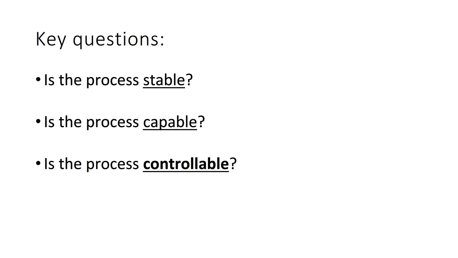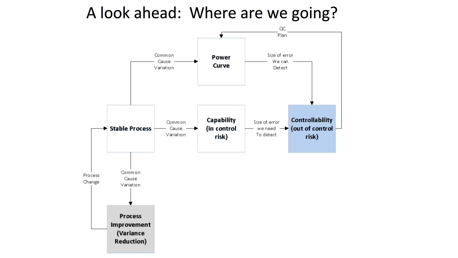This series of videos emphasizes three concepts that are fundamental to quality control. There's stability, capability, and controllability. In the last video, we took a detour and discussed power curves, which will be helpful for a discussion of controllability. Let's go back to our high-level diagram. We've covered the blocks there that are shown in white. We're going to look at controllability, the one in blue, and then lastly we'll look at process improvement. So you should have a good understanding of stability and capability and power curves at this point.